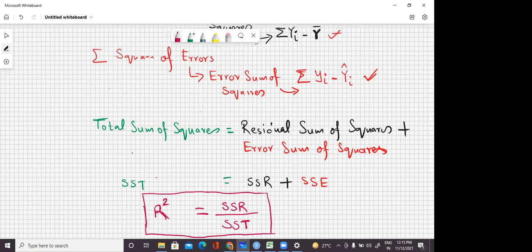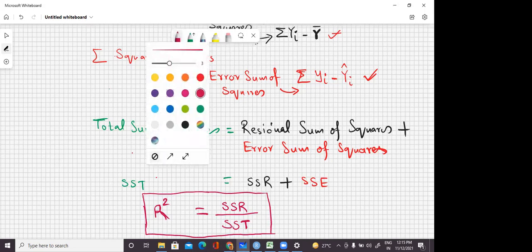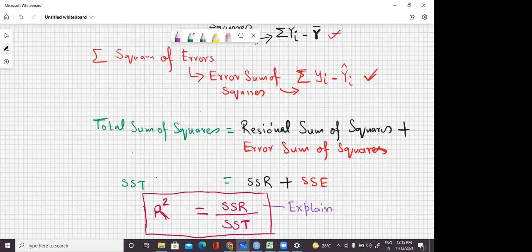Roughly speaking, the numerator is telling us about the explained variation, that is how much our regression line is able to explain. And the denominator is giving us the total variation, that is explained plus unexplained.